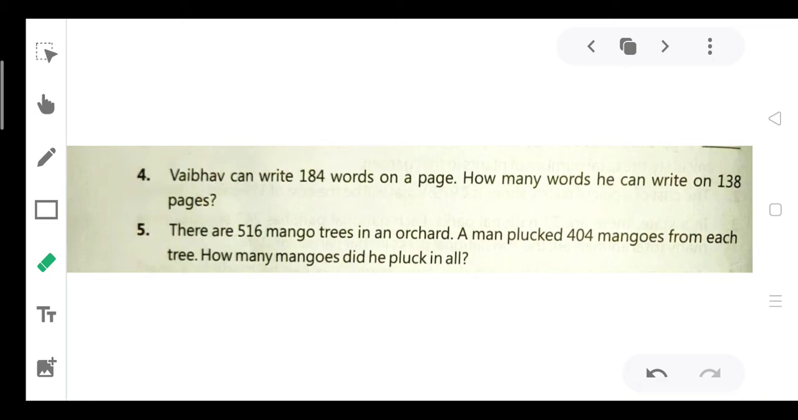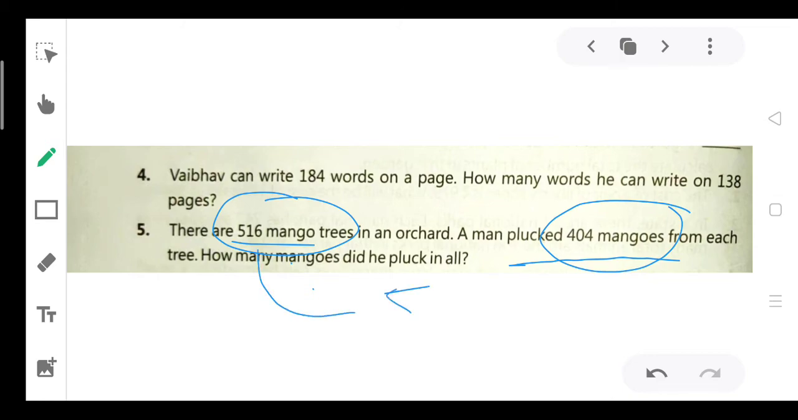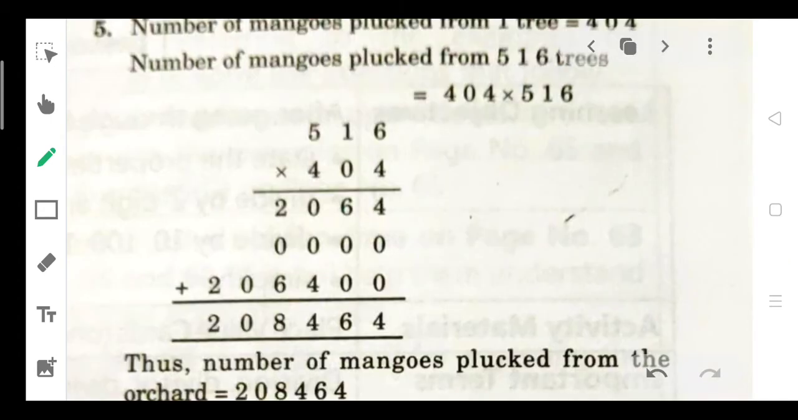Question once again you will read. There are 516 mango trees. Total mango trees are 516, and one tree has 404 mangoes. So we have to find out how many total mangoes, means how many mangoes are on 516 mango trees. So one tree's mangoes are 404. 516 mango trees is equal to 516 multiplied by 404. By multiplication we get our answer. So this also I will solve on a blank page here. This is solution number 6.